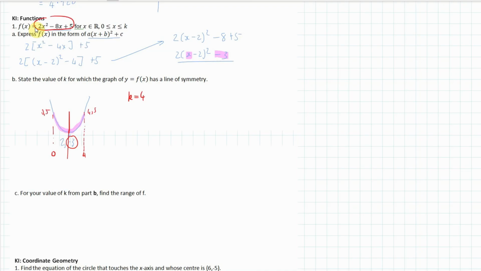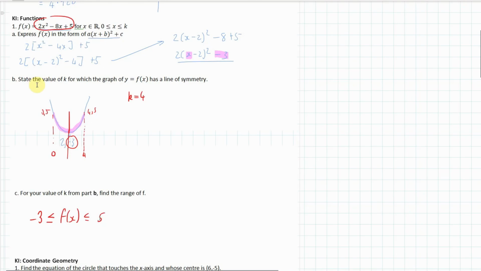So we know that our range is between negative 3 is less than or equal to f(x) is less than or equal to 5. And I think that's what we want there.